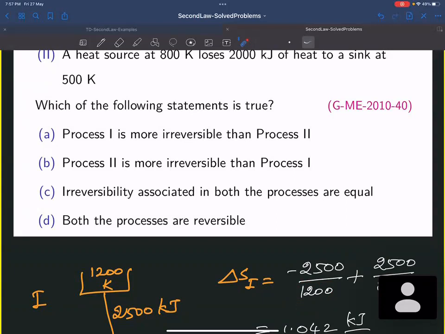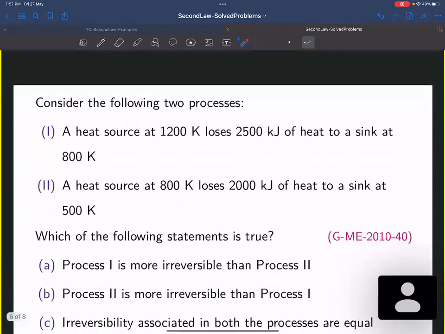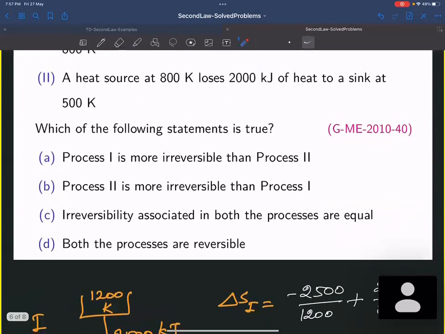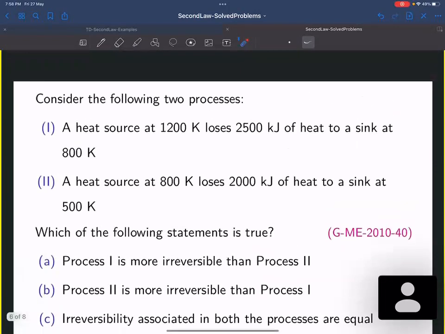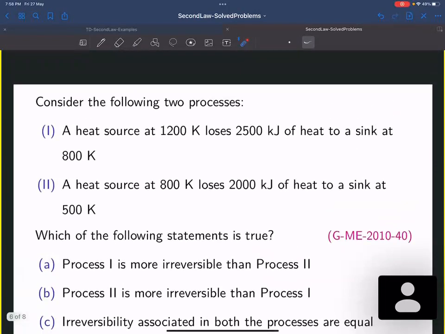That kind of problem we are going to see shortly now. So is it understandable? Both the processes are reversible, or is this last statement never valid for a heat transfer process? In what way is it a heat transfer? We don't have any idea about the work.